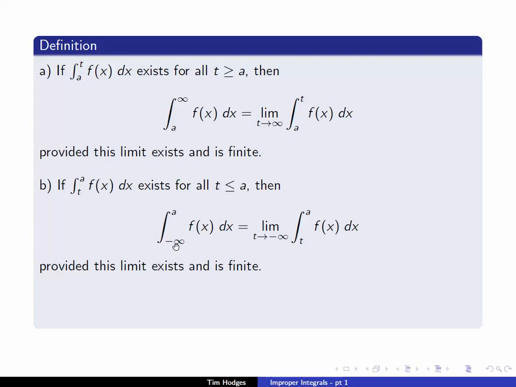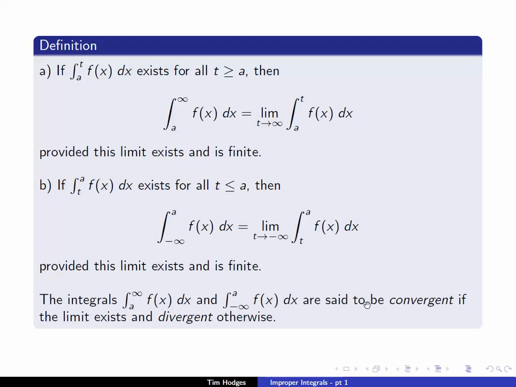And similarly, we can do the same thing on the left-hand side. We can define integrals from minus infinity to a as the limit as t goes to minus infinity of the integral from t to a. And obviously, again, we'll need, as a hypothesis, to assume that this thing exists so we can take the limit. And again, if this limit exists and is finite, then we'll call that the value of this improper integral. And we'll say that these improper integrals are convergent if these limits are finite and divergent if the limit is infinity or it doesn't exist.